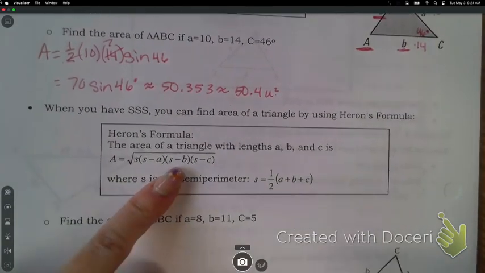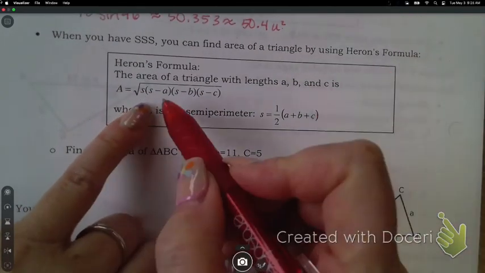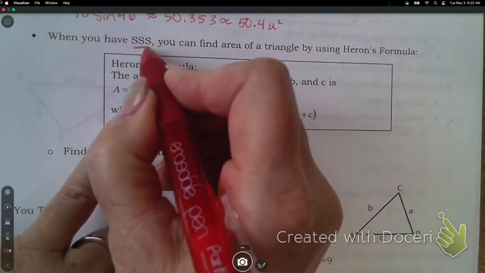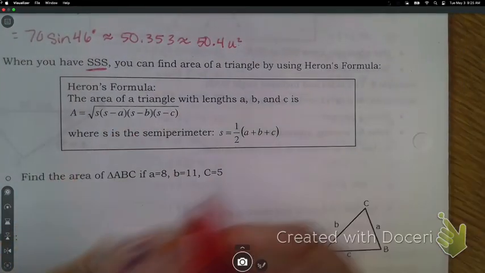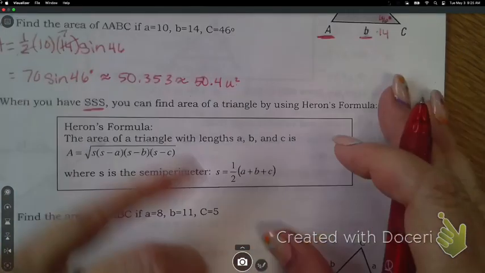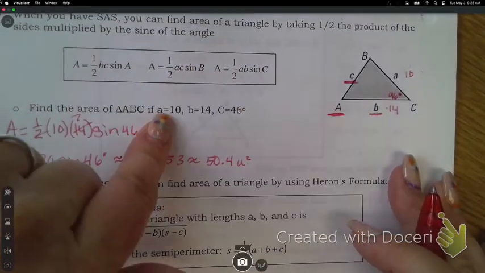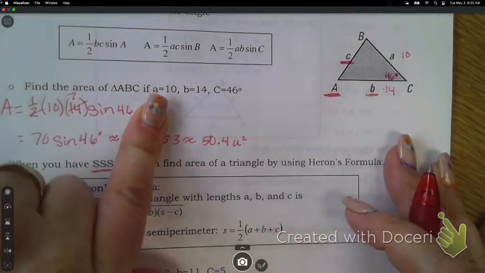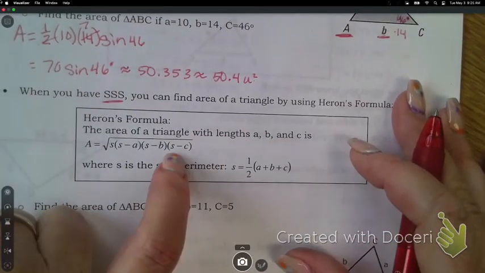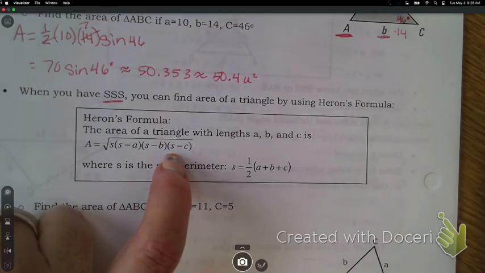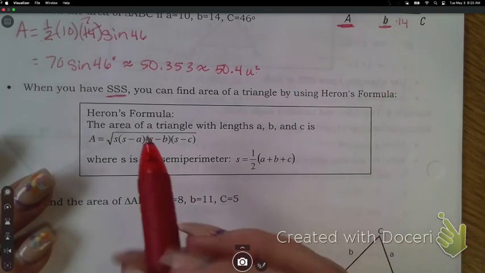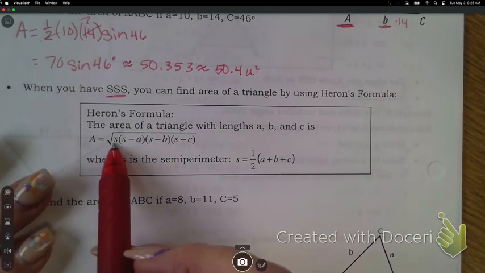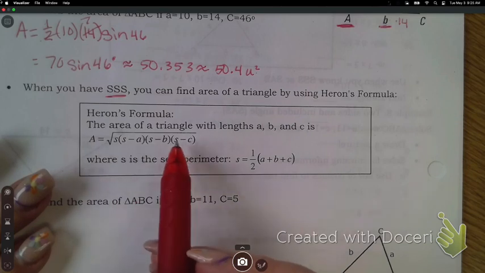The next one is with all sides. It is the only other one you're going to use. So unless you were given all sides, you're going to use the first. If you were given all the sides and you had to use law of cosines, then you have to use this one. If you were given two sides, you could still use this one. So we have this formula: the square root of s times s minus a, s minus b, s minus c.